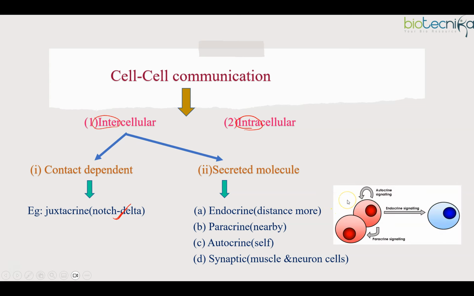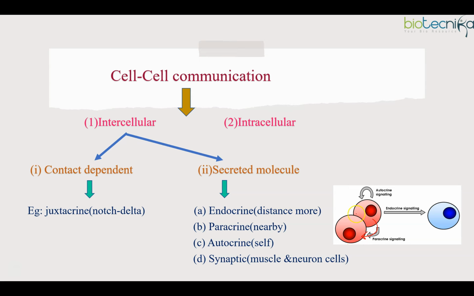Now, endocrine means, first of all, let me tell autocrine. Autocrine is self-signaling. So this cell only releases the signal, and the signal comes and binds with its own receptor, within its own cell. So this is autocrine, self-signaling. Paracrine means it is giving signal to some nearby cell.